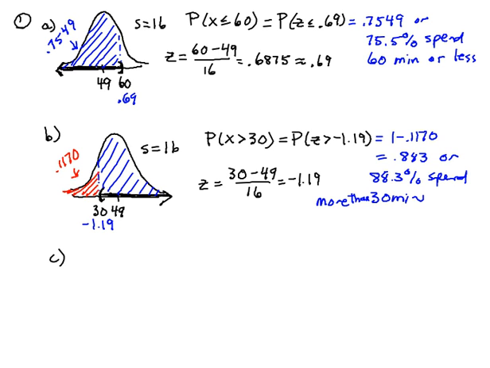Okay, part C. Now this one is different still, because it's still with the same problem, so I'm going to go ahead and create my normal distribution. This is my density function. Standard deviation is 16. But this one says for 10% who spend the most time reading the journal, how much time do they spend? So they're saying that 10% spend more than what amount of time?